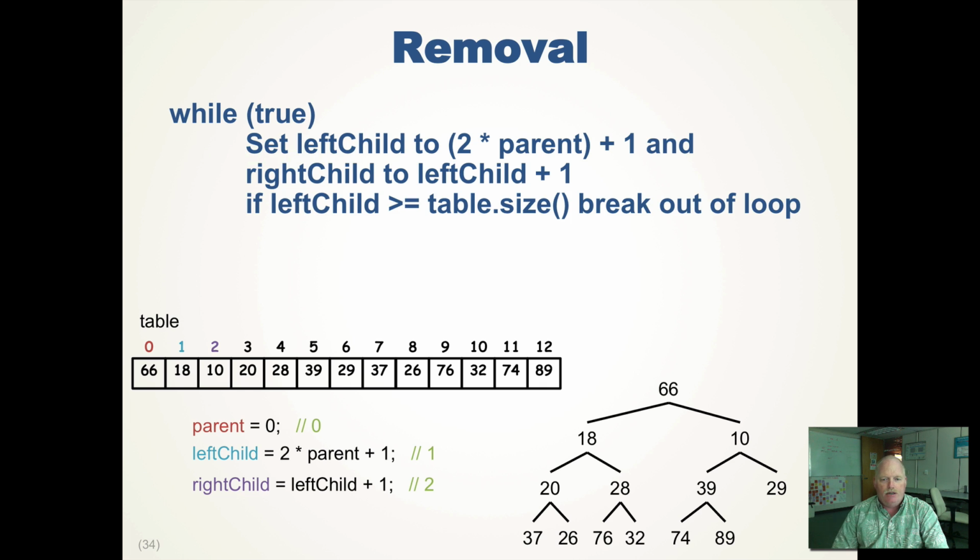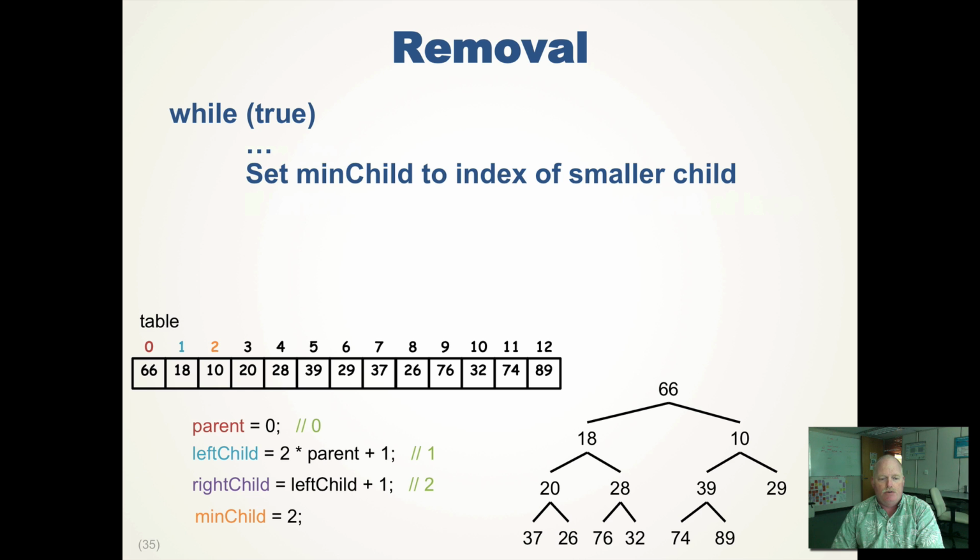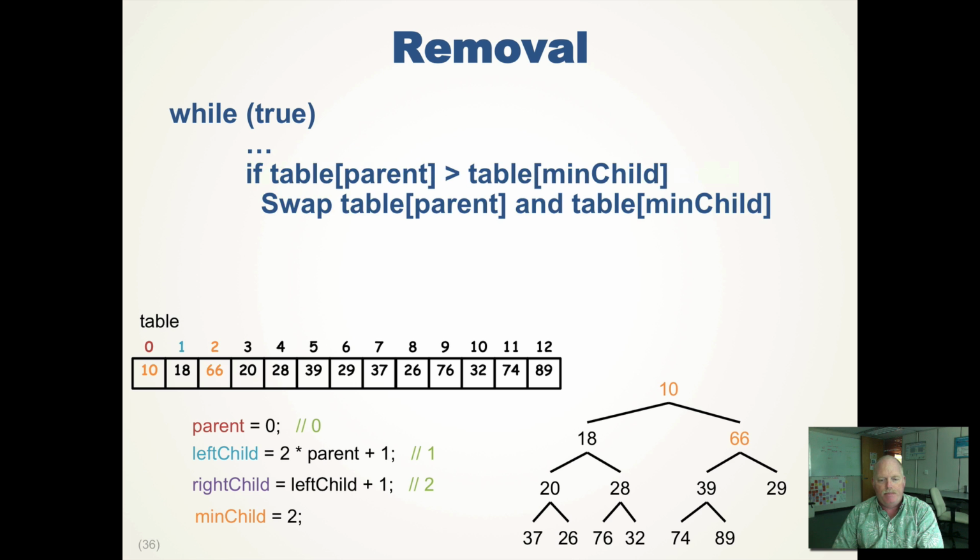If the left child is greater than the size, that means we've gotten all the way down to the bottom of the heap, and we're considering children that are nulls, basically, in the tree representation. But that's not true. So we check the min child. We look at 18 and 10, and the min child is 2, because 10 is smaller than 18. Now, is 66 greater than 10? Yes, so we swap them.